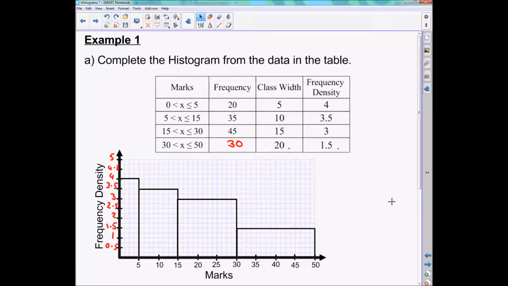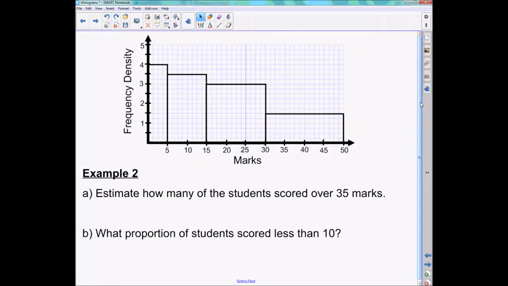Now this can be especially useful when it comes to analyzing histograms, which I'm coming on to now. So this second example is going to be all about analysing histograms. So I've got the histogram drawn from my first example here, and the question I've got to answer is estimating how many of the students scored over 35 marks. Okay, so the way I would start this is I would find where 35 is on my histogram, and I would highlight the section which is greater than 35, which is this part here.